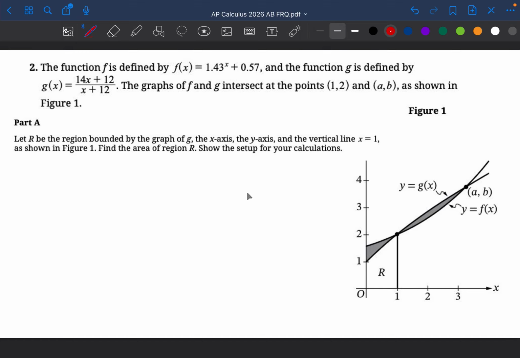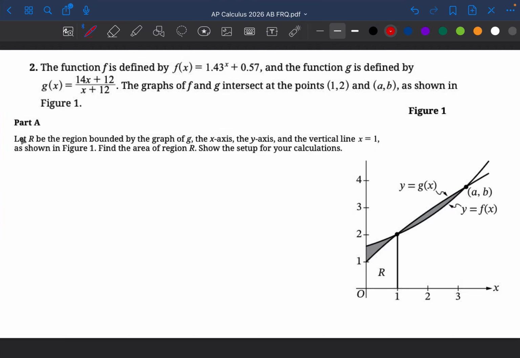Number 2, the function f is defined by f of x equals 1.43 to the x plus 0.57, and the function g is defined by g of x equals (14x plus 12) all over (x plus 12). The graphs of f and g intersect at the points (1, 2) and (a, b) as shown in figure 1.